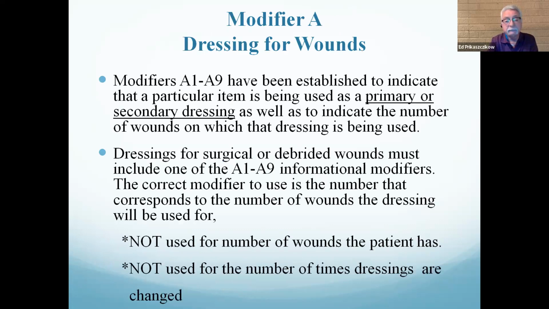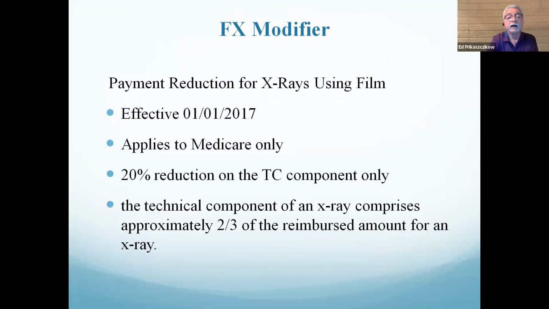Wound dressings, for those who dispense out of your office, A1 through A9 indicates that it's a primary or secondary dressing, and it indicates the number of wounds the dressing is going to be used on. Not the number of wounds the patient has, and not how often they're doing it, but actually the number of wounds that particular dressing is going to be used. And you may be using different dressings for different wounds, and that's fine. They each have to be on a separate line, and you would use the A1 through the A9 modifiers.